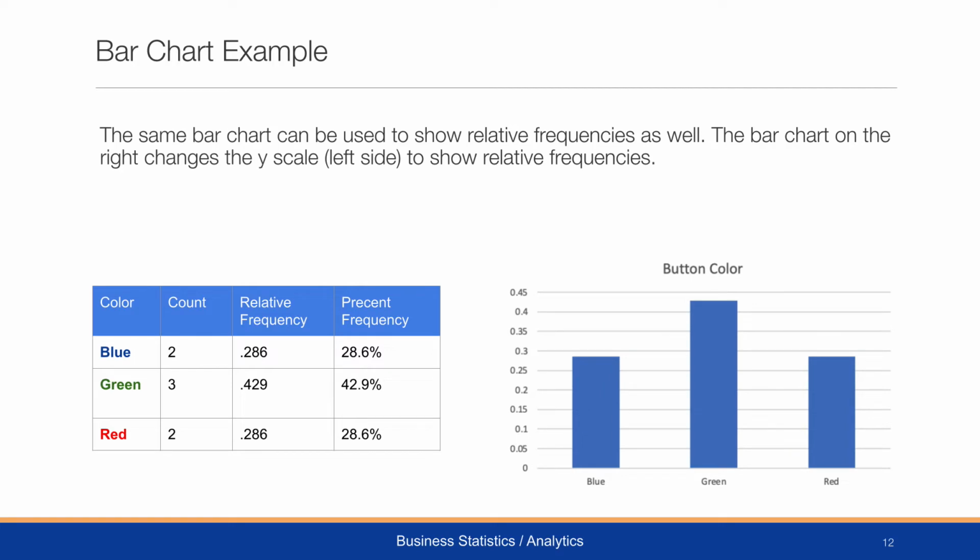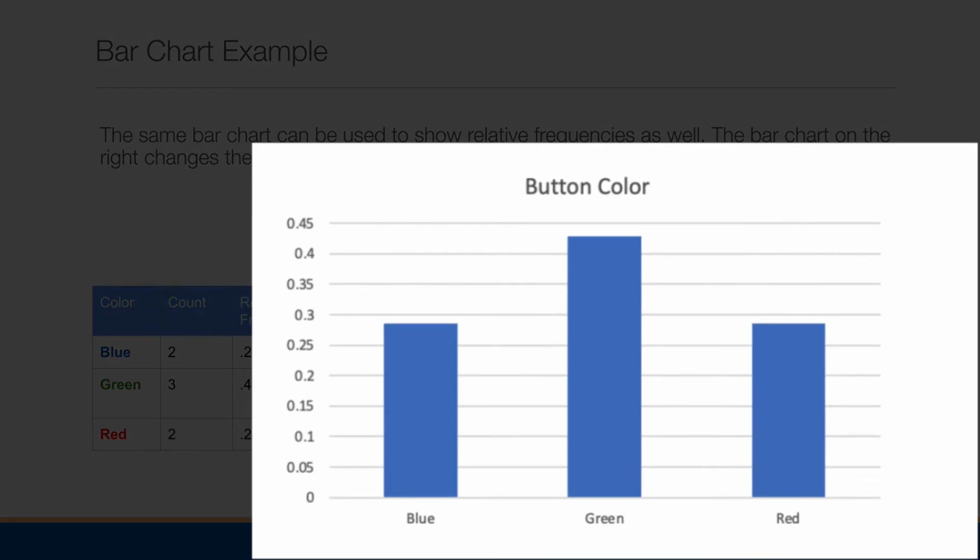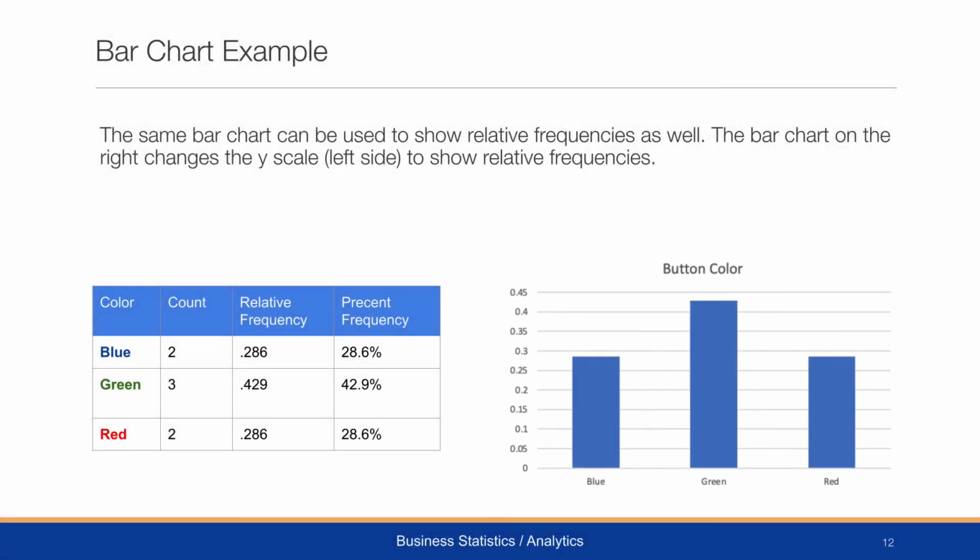The same bar chart could be used to show the relative frequencies as well. The bar chart on the right just changes the Y scale to be the percentages, and we just do a bar chart for those percentages, and you can see the chart looks exactly the same. The only difference is the Y scale has changed. The Y is the vertical part here on the left.